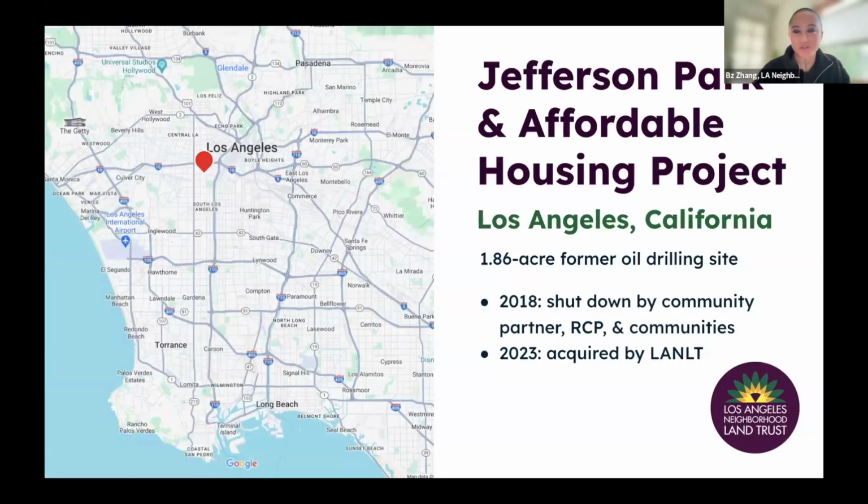So the project I wanted to talk to you about today is the Jefferson Park and Affordable Housing Project. It's about 2 acres of former oil drilling site that was shut down through the organization of community members in West Adams, West Exposition Park, and Normandy, this part of South Central Los Angeles that has been historically Black American, with a dynamic recent history of migration from Latin America. In 2003, LA Neighborhood Land Trust was able to successfully acquire this site and help push forward with our partners this vision of affordable housing and public open space.